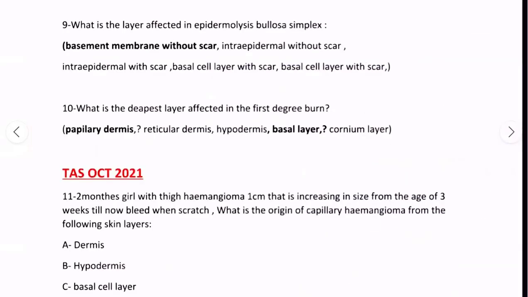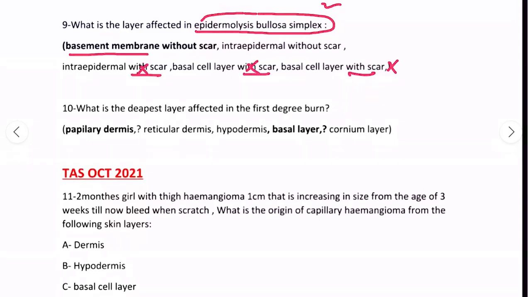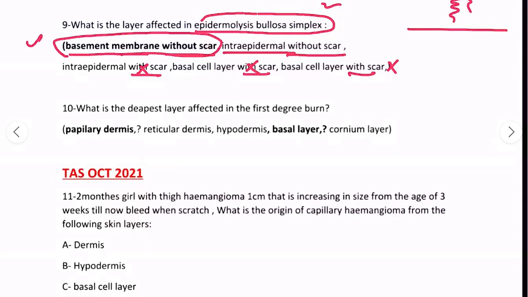What is the layer affected in epidermolysis bullosa simplex? That is the basement membrane. Now see here, in the simplex, I told you that it is not with scarring. So with scar, it is gone. I have to choose the one without scar. Yes, without scar. Is this the basement membrane or intraepidermal? What do you mean by intraepidermal? Intraepidermal means all the layers are affected; the basement membrane without scar is affected. This is written in your clinical cases table, which layer is affected. So this one is the correct answer.